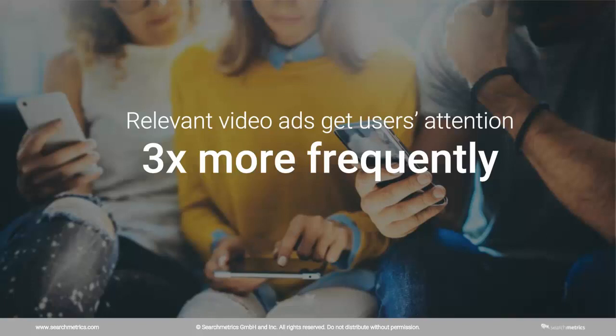Here's an example of why it makes sense to intensely study your target group: according to a study conducted by Google, relevant video ads get 3 times more user attention. That's a lot. This is why it makes sense to invest the time and money to look out for your target group and build, as we'll come to later, personas.